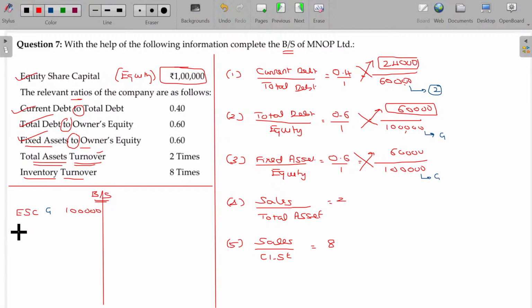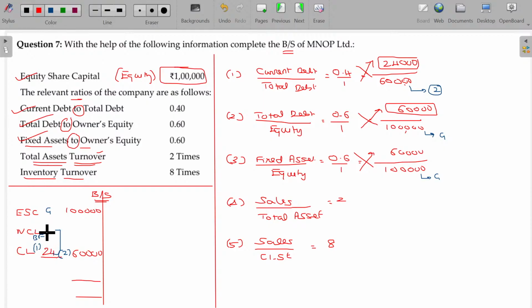Here, non-current liabilities, current liabilities. You know that the total debt will be 60,000, and current debt 24,000. We arrived at this from where? Total debt, working note number 2. And non-current liabilities, current liabilities are given 24. We got this 24 from working note number 1, and this will be the balancing figure, 36.